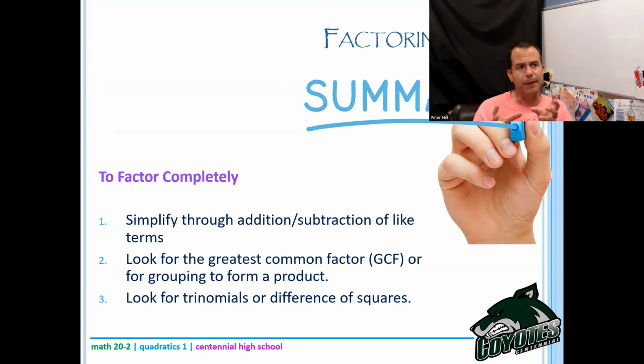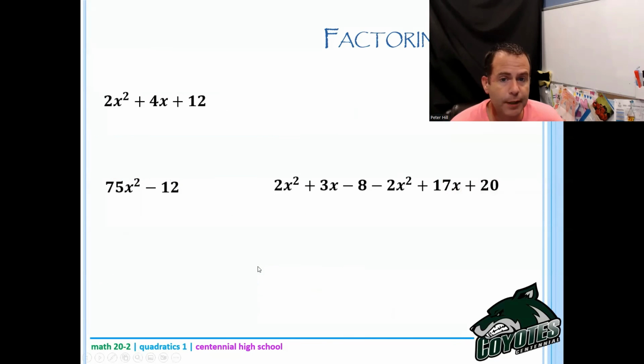So when we say grouping, that's where we're looking at, like if you had that x plus 4 as a common factor to both. And then look for trinomials and look for difference of squares. So we'll round up our conversation with these last 3 examples. You pause me first and give them a try, and then come back and I'll show you the answers. All right, welcome back. 2x squared plus 4x plus 12.